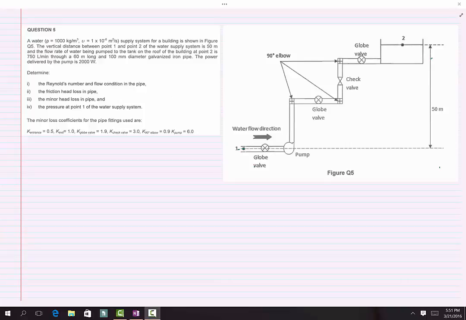So first, determine the Reynolds number and flow condition in the pipe. Second, the friction head loss in the pipe. Third is the minor head loss in the pipe. And fourth, the pressure at point 1 of the water supply system. Given the minor loss coefficients of the fittings used: K entrance 0.5, K exit 1, K globe valve 1.9, K check valve 3, K 90 degree elbow 0.9, and K pump is 6.